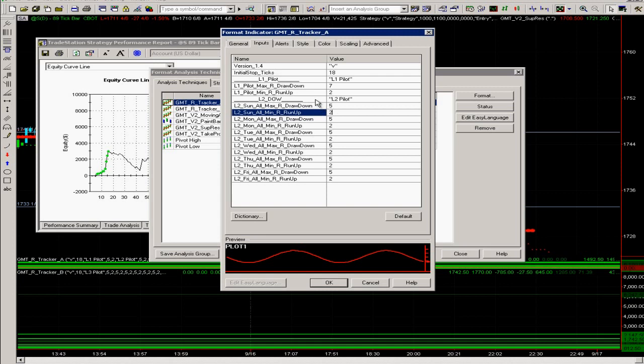Now, interestingly, what we've got now is our pilot system. It's telling us that as soon as we draw down to 1050, this system's going to turn off, and it's not going to take any more trades. And until it bounces up and makes $300, it's not going to turn back on again. So what does that mean?